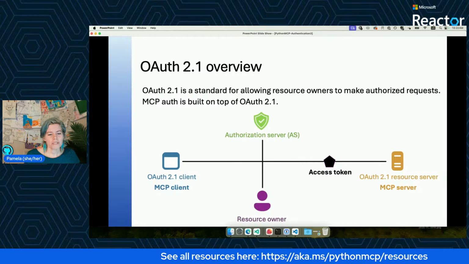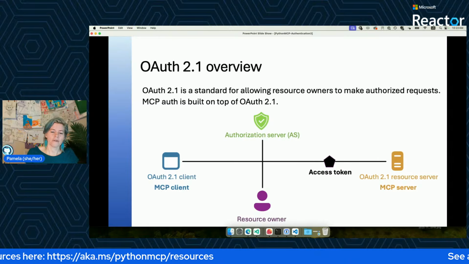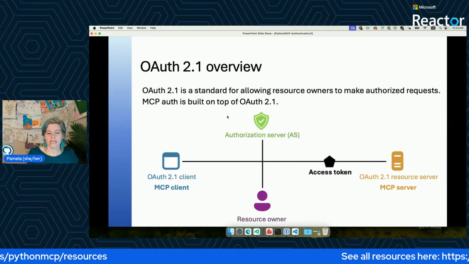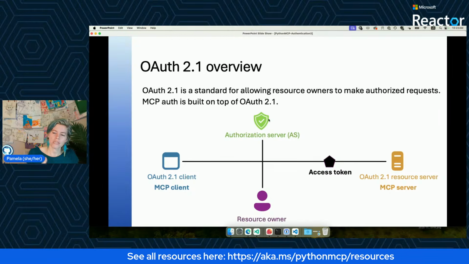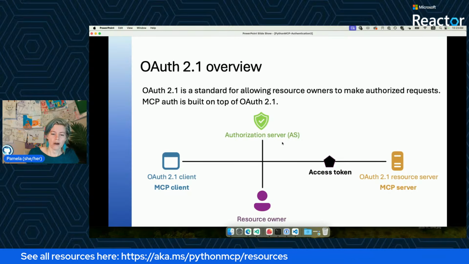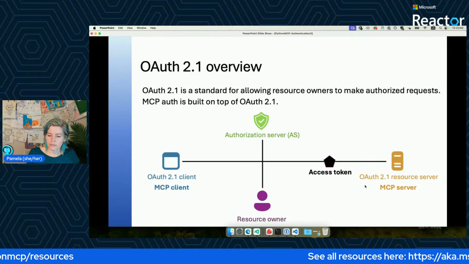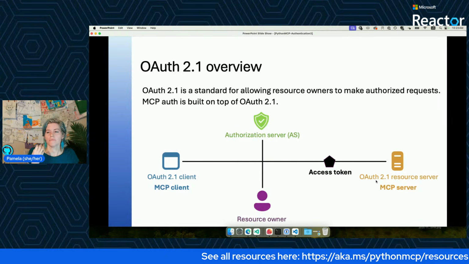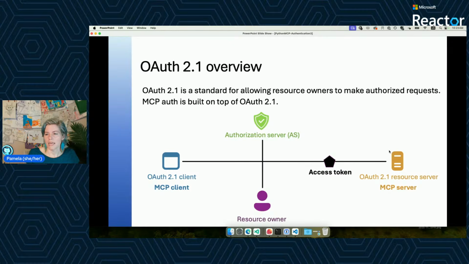So we are using OAuth 2.1, and in OAuth 2.1, there are different entities involved, right? So we have the authorization server. For example, Microsoft Entra is an authorization server. So it has this notion of users and who's allowed to access it, right? So that's our authorization server. And then we have the resource server over here. This is the one that has the actual resources that the user wants to access. And they want to be able to prove that they are authorized to access those resources. So in our case, the MCP server is the OAuth resource server.